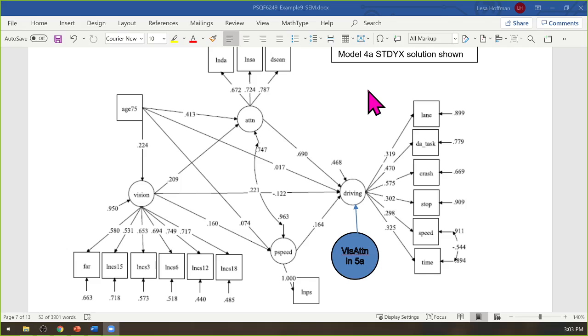And a bad way to use it would be to switch vision and attention and see if that works better. Oh, but works better is defined how? In fit? Supposedly, yeah. So, if we look at the structural model, is this under-identified, just identified, or over-identified?